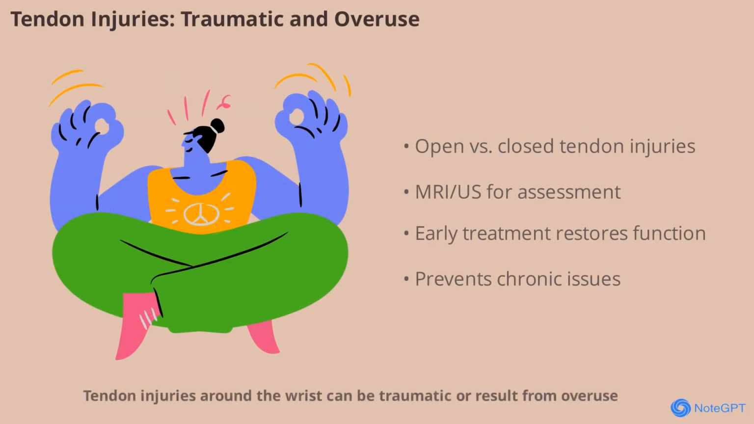Tendon injuries around the wrist can be traumatic or result from overuse. Open injuries often involve lacerations, while closed injuries are more common in extensor tendons and may result from acute trauma or underlying conditions like arthritis. Diagnosis is primarily clinical, but imaging such as MRI and ultrasound helps assess the extent of tendon tears and guide treatment. Early intervention is important to restore function and prevent chronic disability.